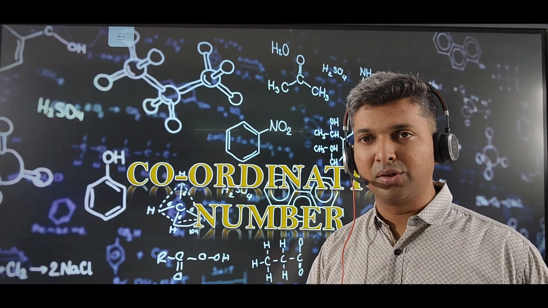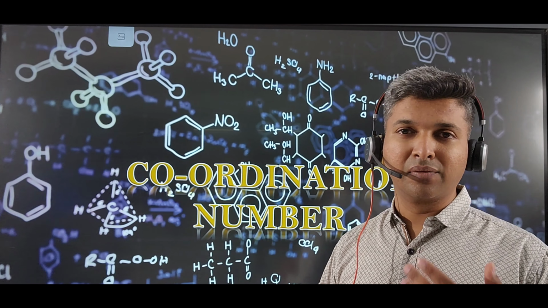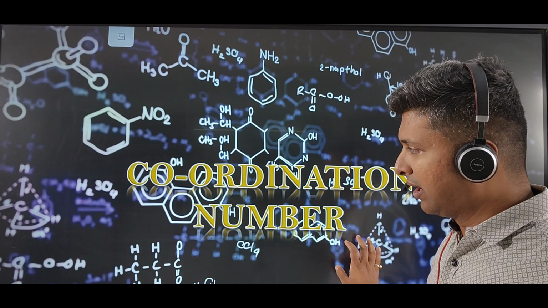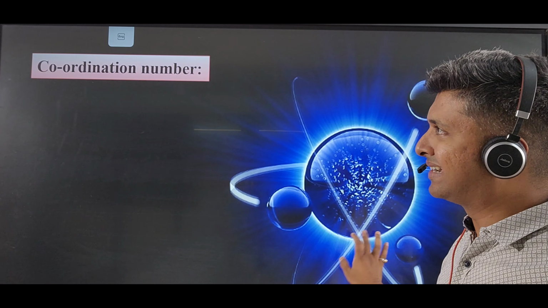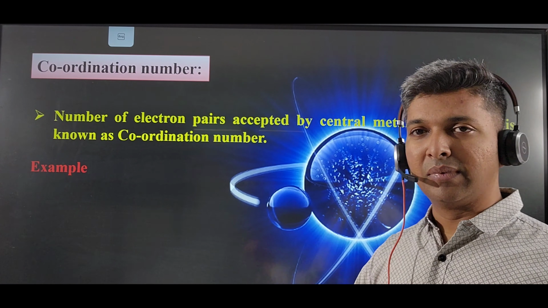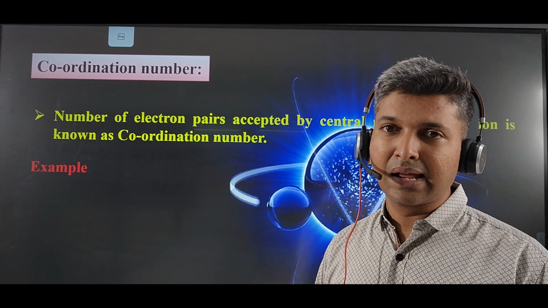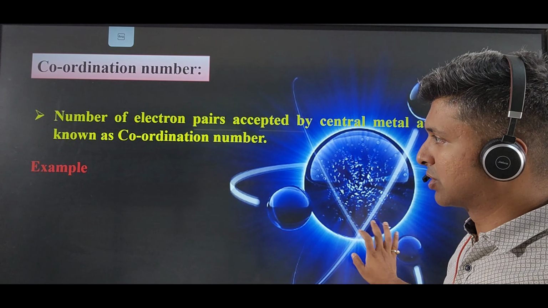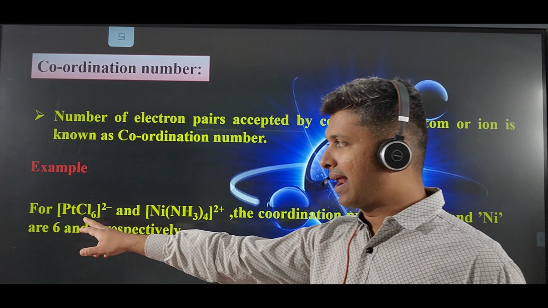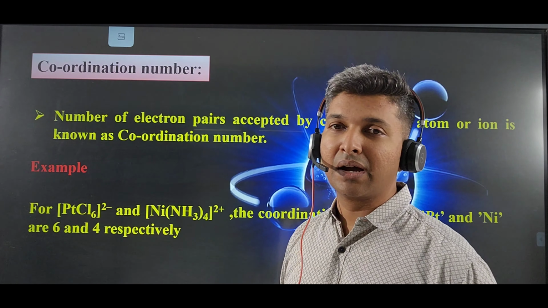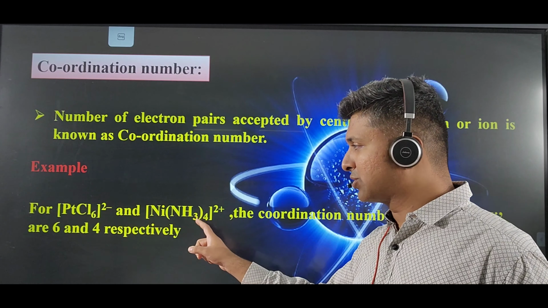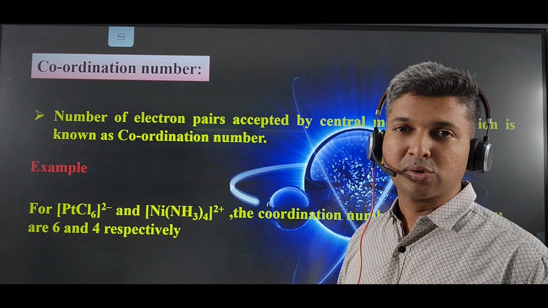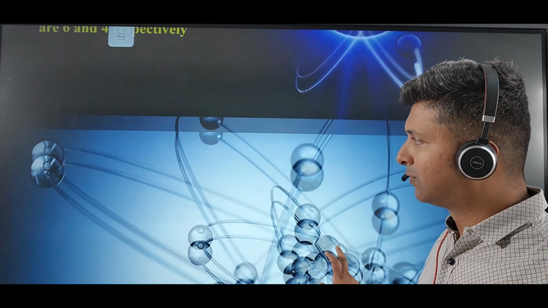Now, what is the coordination number? Coordination number is the number of ligands. I guess I told you this in the previous session, but now we are getting a little more in depth. Coordination number is the number of ligands attached to a particular central metal atom. For example, here we have PtCl6, so 6 becomes the coordination number. Here we have Ni(NH3)4, so the round bracket indicates the ligands, and there are 4 ligands, hence the coordination number becomes 4.